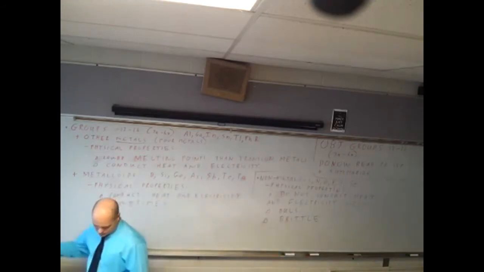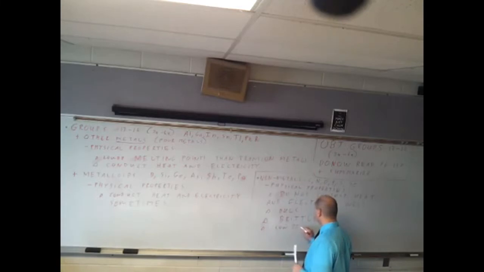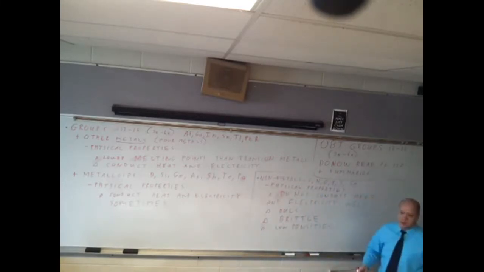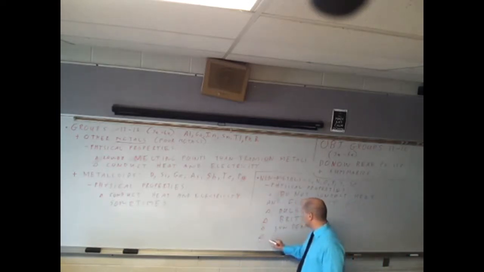What else? Lower densities than metals. I'm going to write it. So let's put low densities. Some of these are the lowest densities, right? Because what do we know about nitrogen and oxygen? They're gases at room temperature, right? So are some of the halogens, fluorine, chlorine, and the noble gases. So obviously that's a very low density if they're a gas. And then also, if they're gases at room temperature, low melting points.